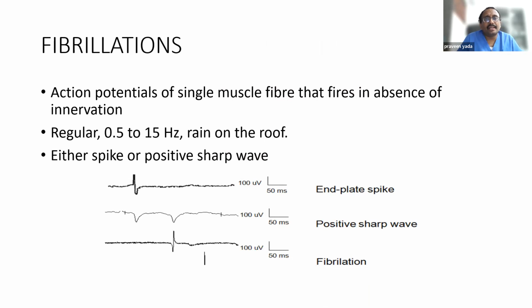Now, most important is, what is a fib, right? It is activity from a single muscle fiber, right? When the innervation of a muscle fiber is lost, it becomes hyperactive and starts firing. The most important feature about a fib is that it is a regular firing with a range of 0.5 to 15 hertz. And the sound, as you all heard, is like rain on a roof, not a simple roof, but a tin roof, right? Fibs can be either in the form of a spike or a positive sharp wave. Another important thing we should remember is the end plate spike. I'll show one by one, right?